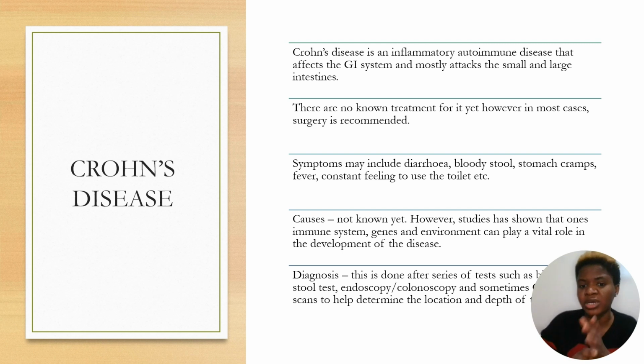Symptoms may include diarrhea, bloody stool, cramps, stomach cramps, fever, and a constant feeling of needing to use the toilet. Even after you've gone to the toilet, you still want to go, and nothing is coming out. Causes are not known yet. However, studies have shown that one's immune system, genes, and environment can play a vital role in the development of this disease.